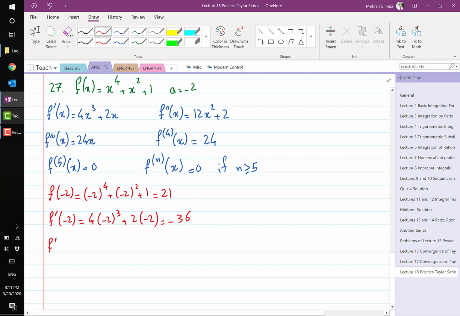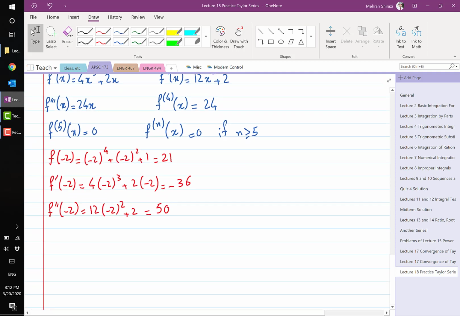The second derivative at -2 is 12 times (-2) to the power of 2 plus 2. We're using the second derivative we found at any x, and we just replace x with -2, which is the center, or a, here. (-2) to the power of 2 is 4. 4 times 12 is 48. Plus 2, we have 50.